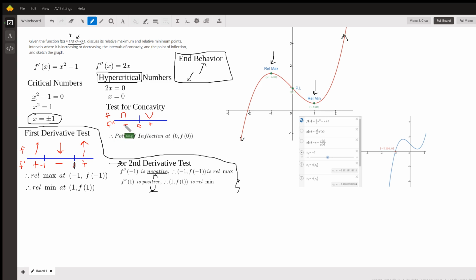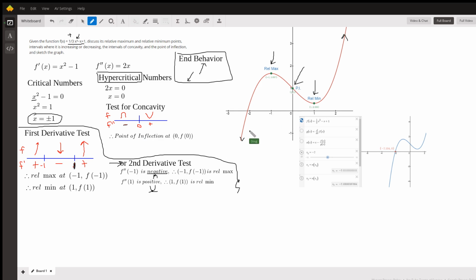And when f double prime is negative, which it is to the left of 0, the original function is concave down. Again, think of negative as a frown, positive as a smiley face, concave up. Since we changed from concave down to concave up, there's a point of inflection at 0, f of 0. There's the point of inflection.